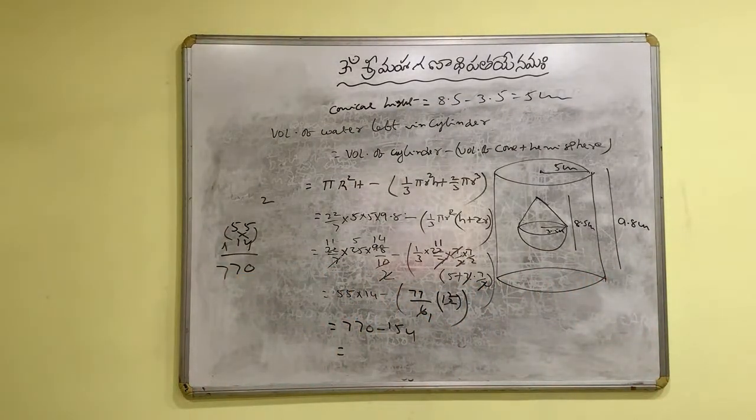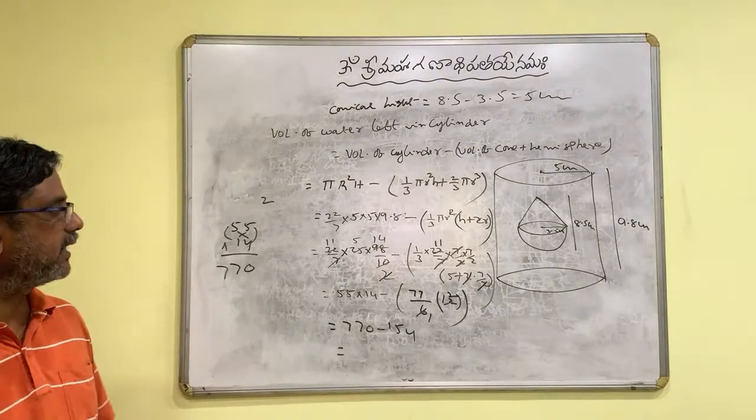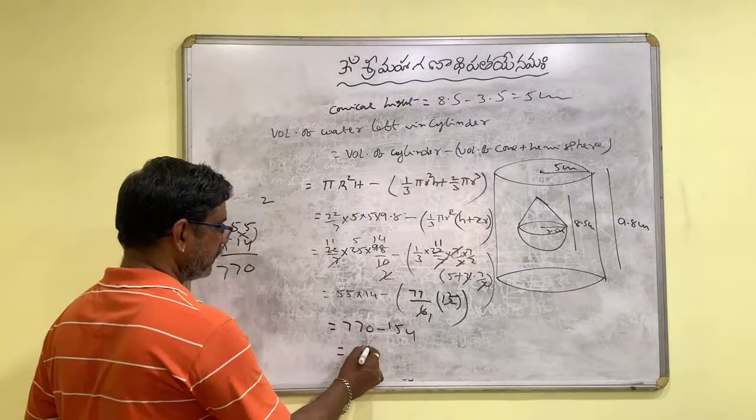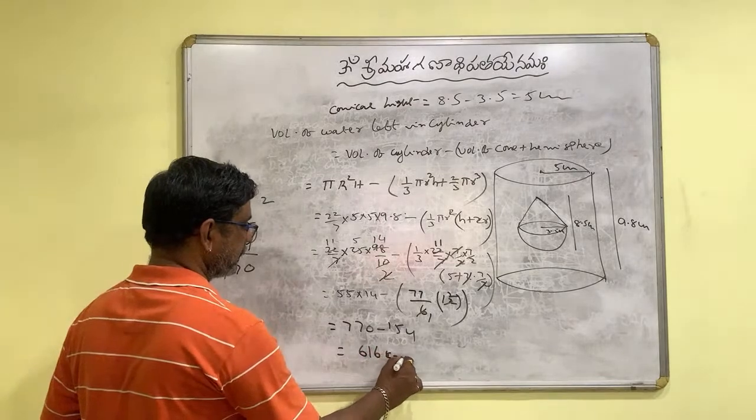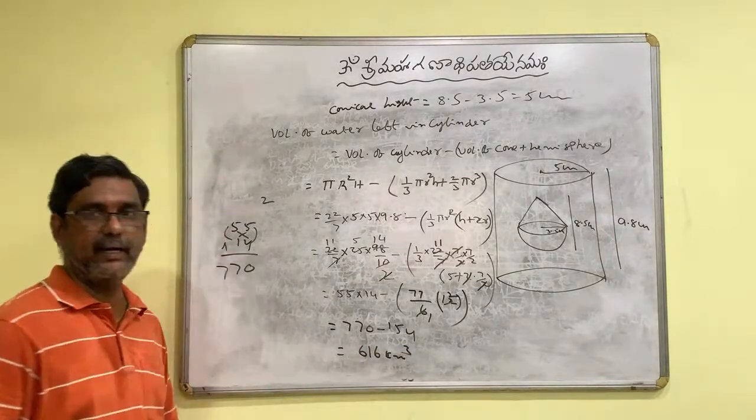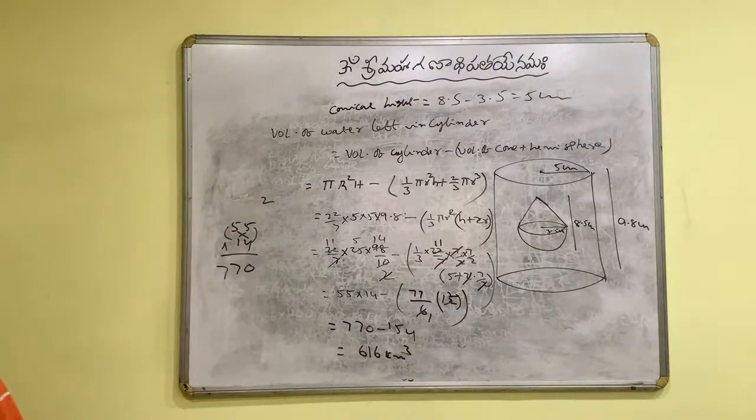If you take 3.5 as 3.5, centimeter cube. Don't forget to write centimeter cube. Volume of the water left out in the cylinder is equal to volume of cylinder minus volume of cone mounted on a hemisphere. Cone mounted on a hemisphere.